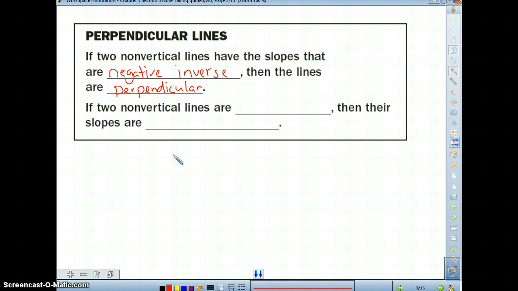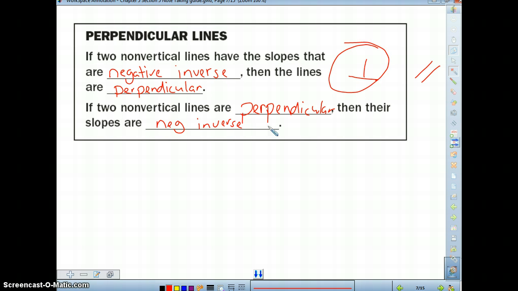Let's talk a little bit about that. If you're filling in the blanks: if two non-vertical lines are perpendicular, then their slopes are negative inverses. And a couple of notations: perpendicular is written like that, parallel is written like that. But this perpendicular symbol is what we're dealing with right here.